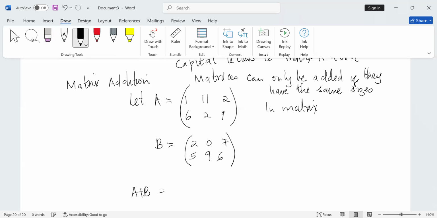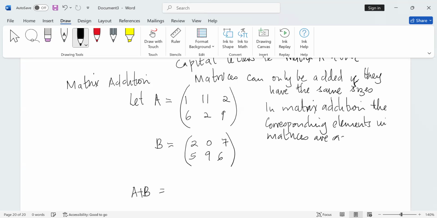In matrix addition, we add the corresponding elements in the matrices. That is why they are supposed to have the same sizes.